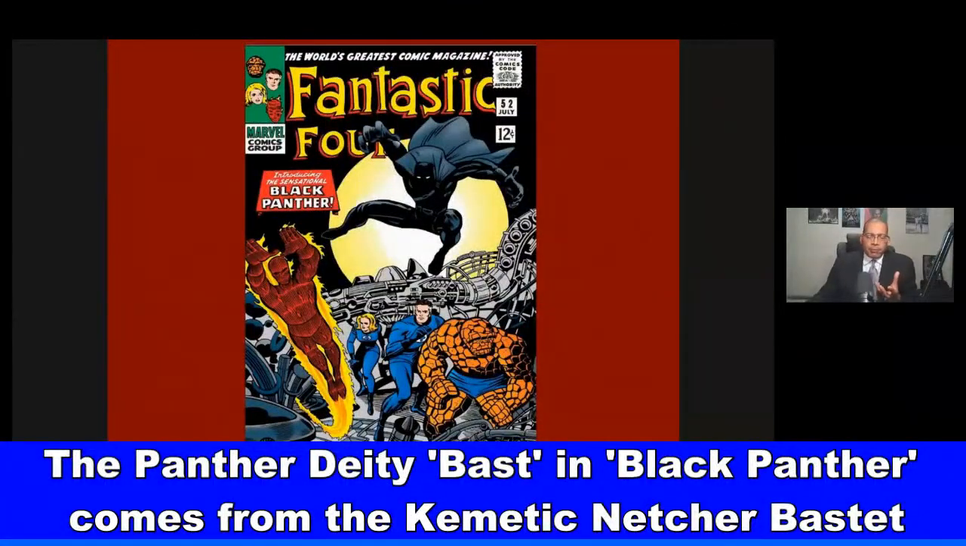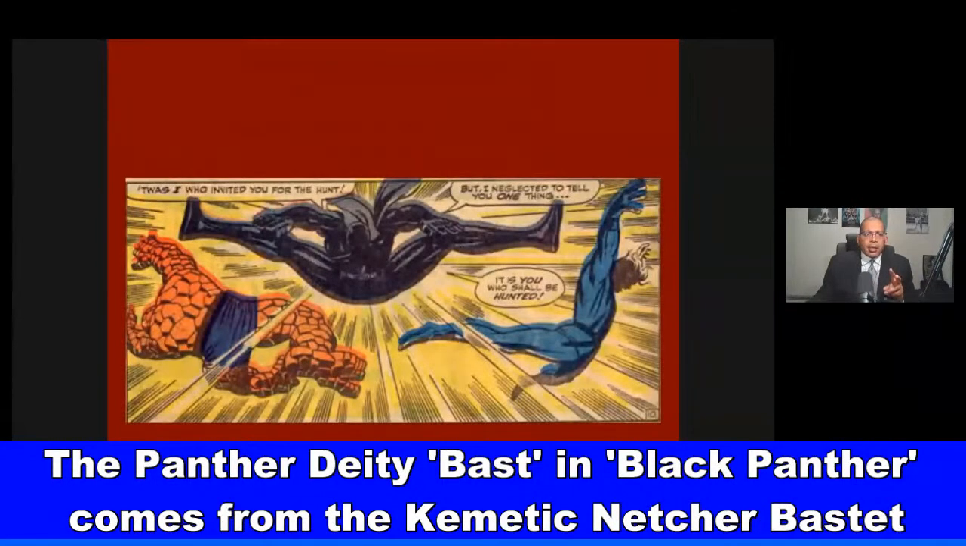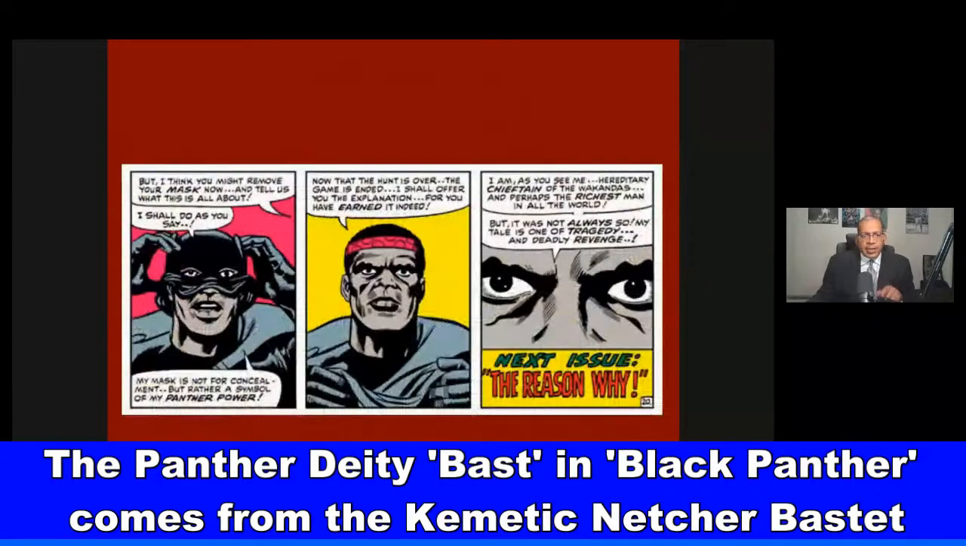So we know the character of Black Panther, T'Challa, was introduced in Fantastic Four issue 52, July of 1966. And it was a 2-part series. And in this comic book, in the first part of the story, T'Challa defeats the Fantastic Four in their own comic book. Okay, and this was the first time we saw like an African superhero like this, or a black superhero like this. And he talks about at the end of issue 52, as you see, hereditary chieftain of the Wakandans, of the Wakandas, and perhaps the richest man in all the world.